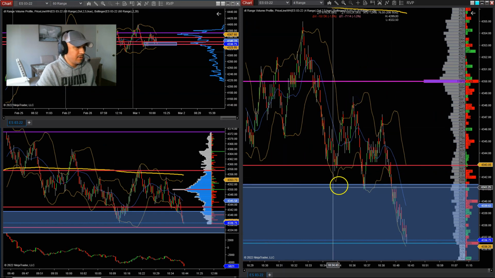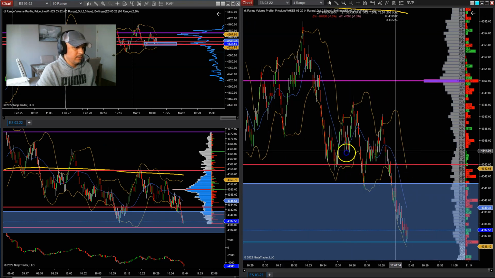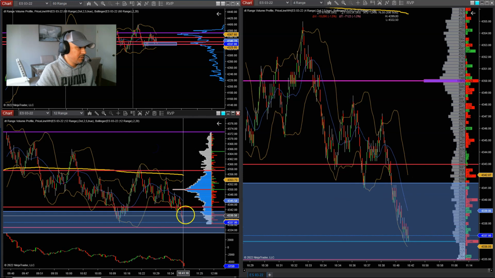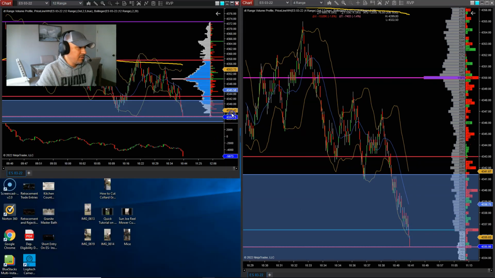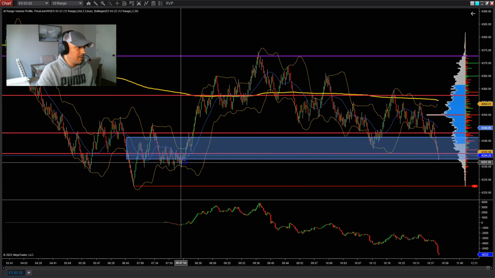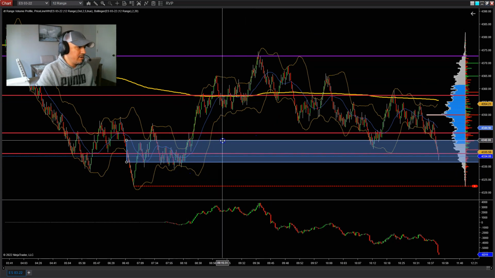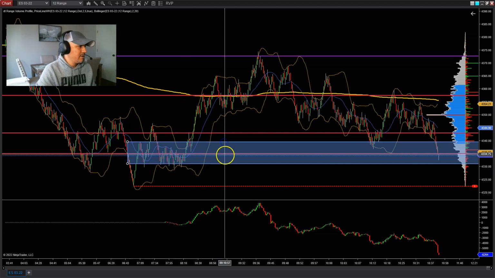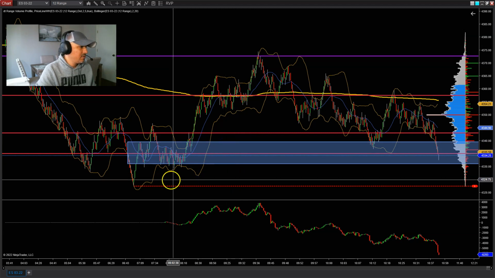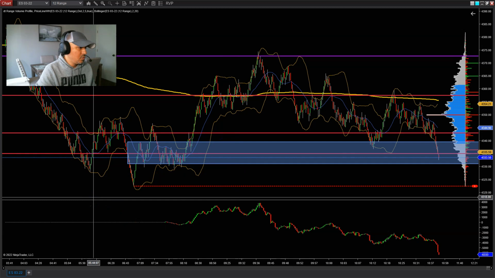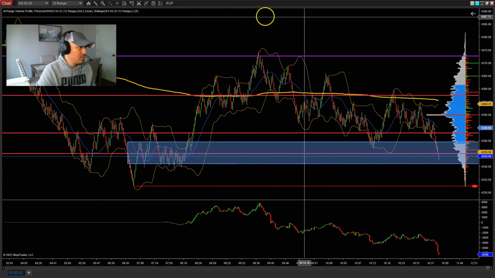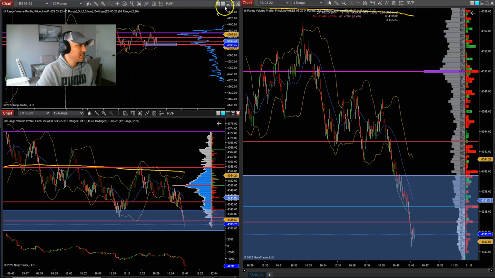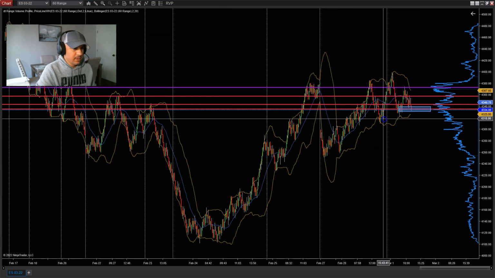All right, so you see it blocked off here on the 12 range chart as well as the 4 range. So let's go ahead and shift over and look at the 12 range. We get down to this zone here, and this is an area of demand off the 60 range. So let me take a look at that again on the 60 range, guys.